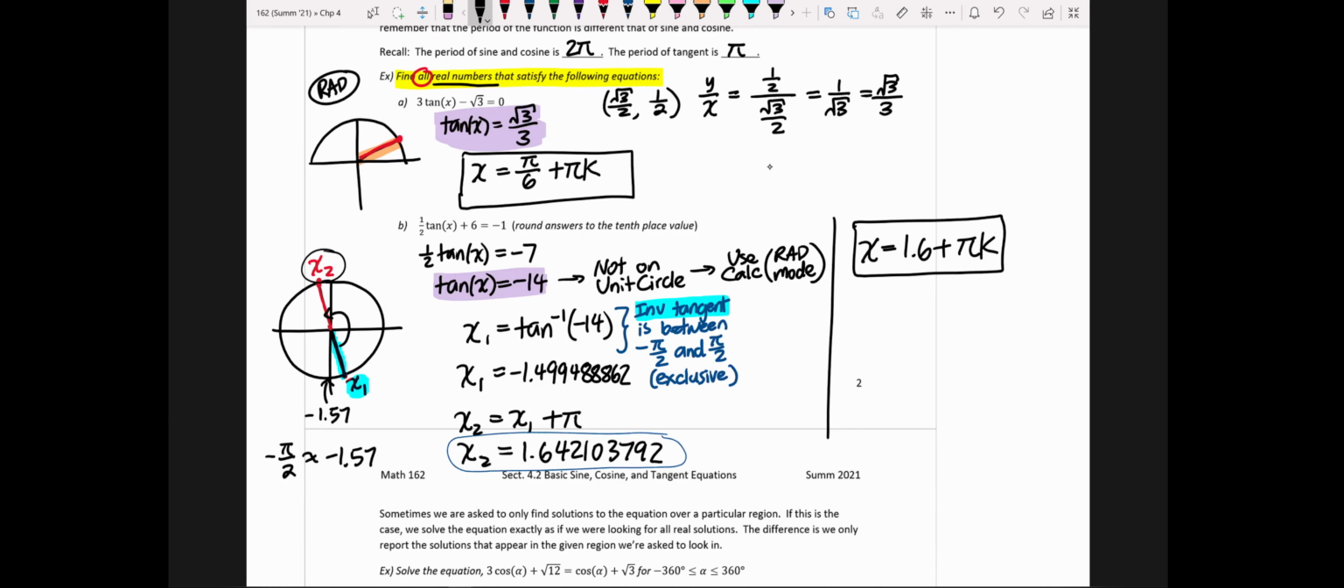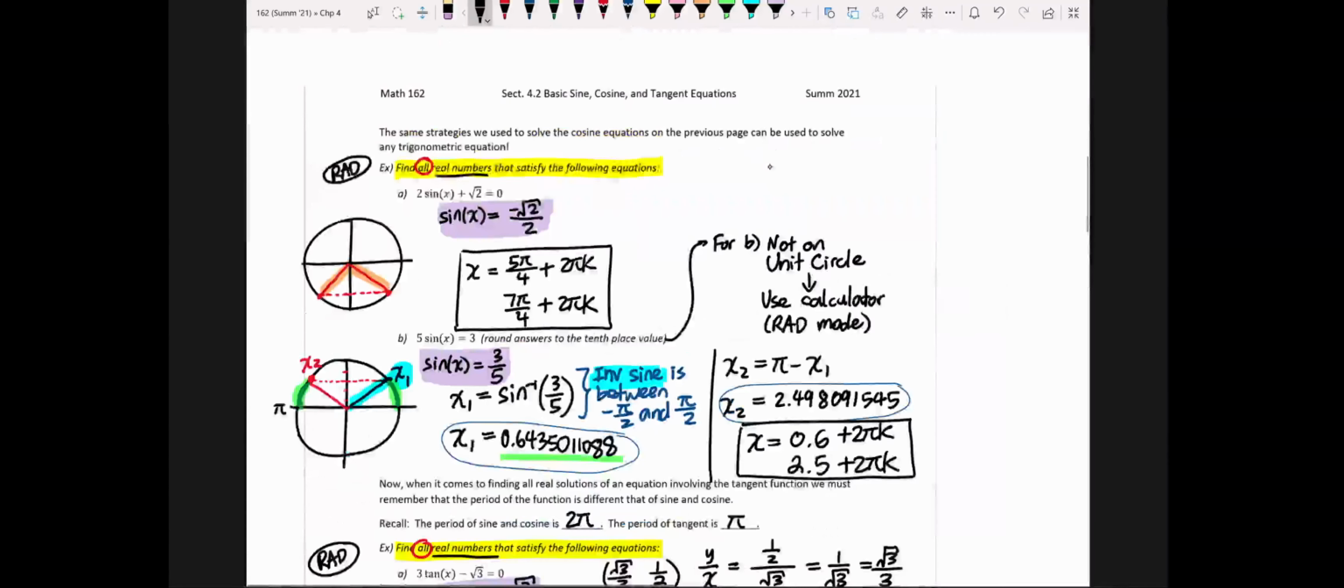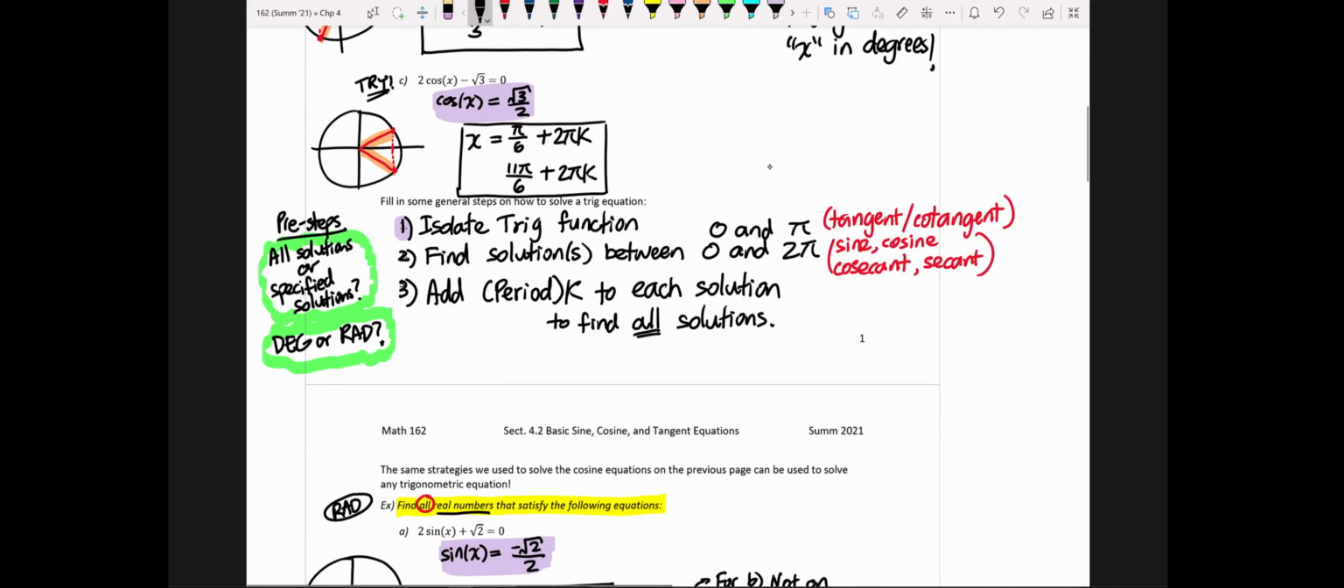I had a question. If x1 was not negative, would you still have to add pi to it to find the x2 value? No, so going back here, for sine, cosine, cosecant, secant, you want to find the solutions between 0 and 2 pi. For tangent and cotangent, you want to find the solutions between 0 and pi. Once you've done that, you're done with step 2. Sometimes it involves adding, subtracting, other times it doesn't. So it just depends on what you're given.